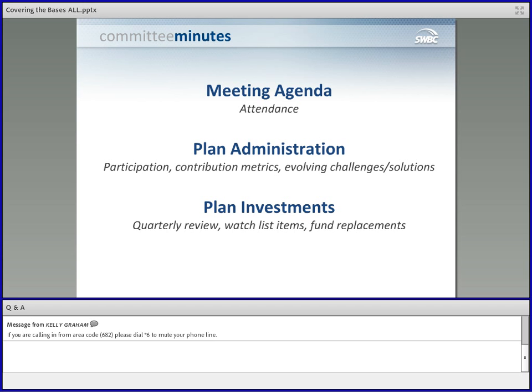There are two distinct sides to these types of reviews. There's one for plan administration, and then there's one for your plan investments. Again, plan administration is the participation, contribution, any evolving challenges or solutions. And then the investments is the quarterly review for the watch list, any fund replacements, any concerns with the overall plan investment structure. The amount of time that you spend on each topic each quarter is really insignificant. It's not of any importance that you spend a certain amount of time on one or the other, but rather that you document that each was reviewed, even if no action is necessary. So again, the amount of time on each is less important than spending time on items that actually require attention.